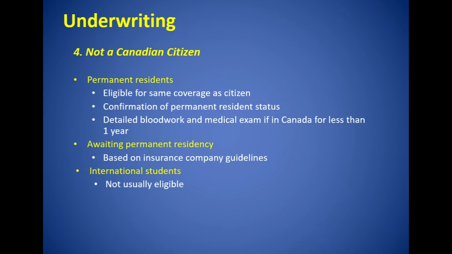Now, if you're a permanent resident, usually that's not an issue. So you haven't become a citizen yet, you're a permanent resident, you tend to be eligible for the same coverage as a citizen. You need to confirm, obviously, that you are a permanent resident. And in some situations, if you have been in Canada for less than 1 year, they may need additional medical information, maybe some additional blood work or medical exam, etc. But for the most part, permanent residents are treated the same as citizens.